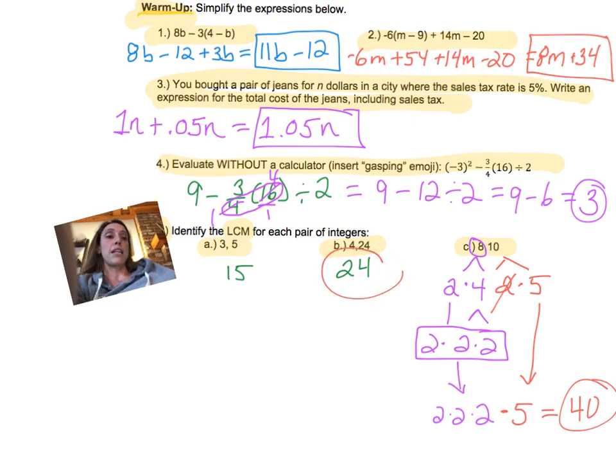Again, most of you are just going to think about what is the smallest number those things go into. So for instance, 3 and 5, the smallest number they both go into is 15. 4 and 24 is 24. But for 8 and 10, that would be 40.